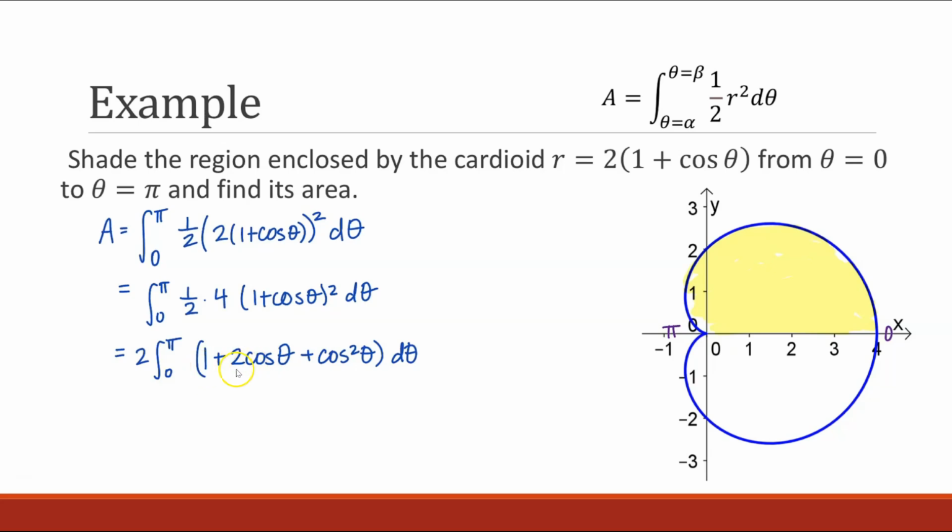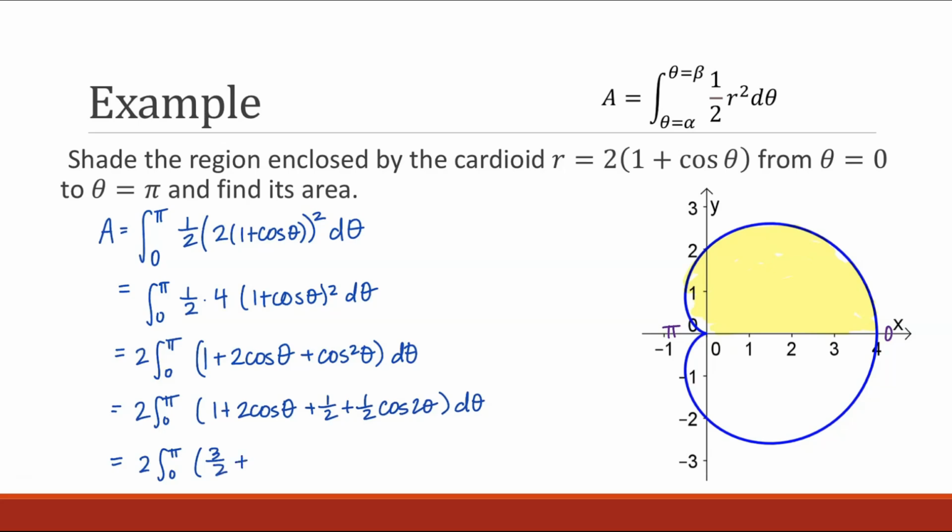The first two terms in the integrand have a general antiderivative, but cosine squared theta we'll need to use the power reducing formula on. So we have 2 times the integral from 0 to pi of 1 plus 2 cosine theta plus 1/2 plus 1/2 cosine of 2 theta d theta. Combining 1 and 1/2 as 3/2, we get 2 times the integral from 0 to pi of 3/2 plus 2 cosine theta plus 1/2 cosine of 2 theta d theta.